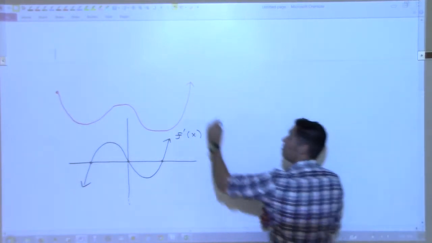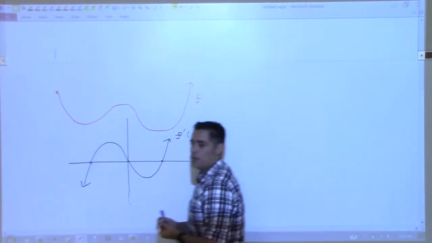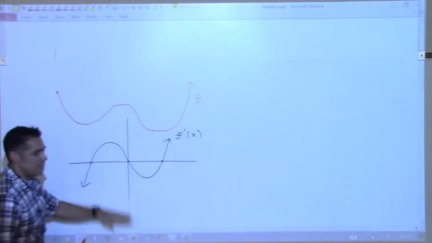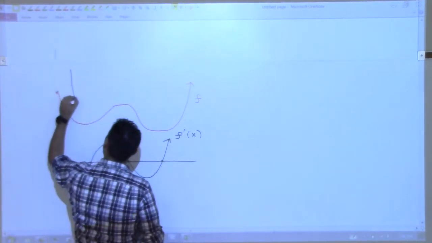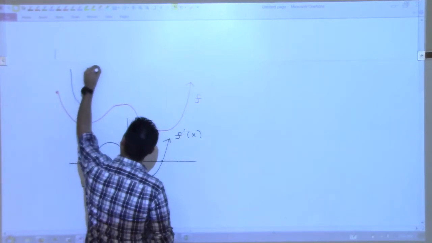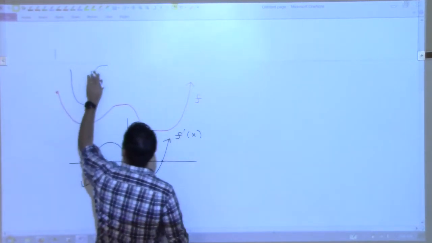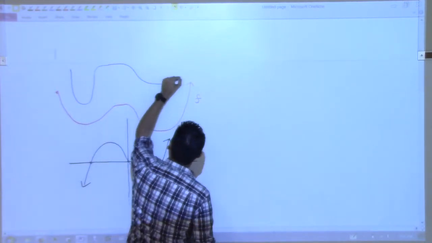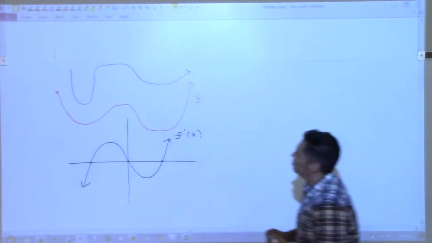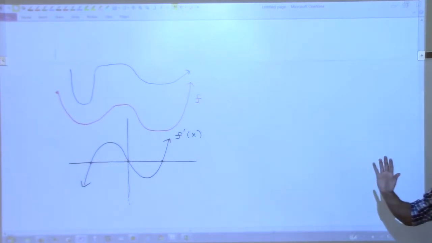Now there are a bunch of other answers that would work. You might have drawn that entire graph down here. You might have drawn your graph more like this. Yeah, you could have done something like that. But there's certain characteristics that it has to have.